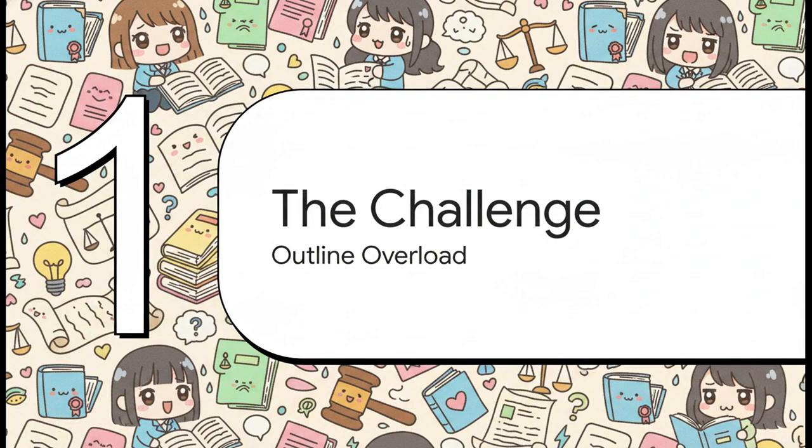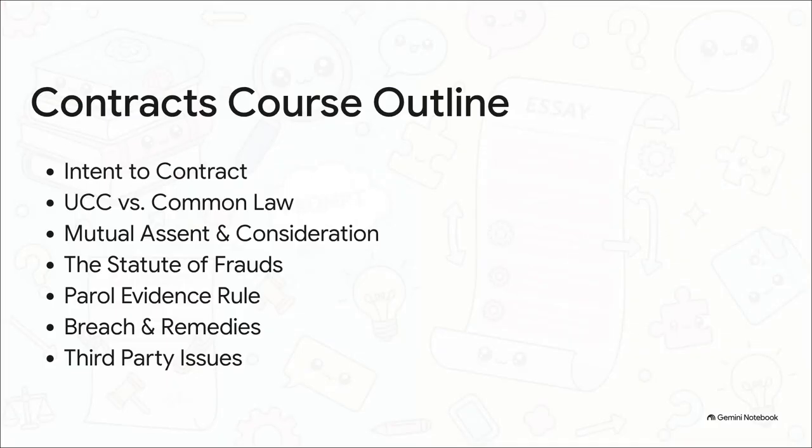Starting off with Section 1, the challenge, which is usually outline overload. Now, what's really terrifying is looking at an exhaustive list like this. This represents a massive contracts I and II course outline. You've got everything from intent to contract to the Uniform Commercial Code, all the way down to breach, remedies, and third-party issues. It is completely natural to wonder how on earth you'll ever fit all these rules into a single essay. But here's a spoiler alert, you absolutely don't have to, and honestly, you shouldn't even try.